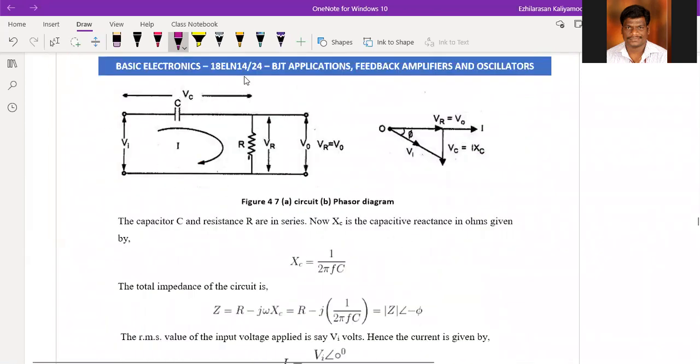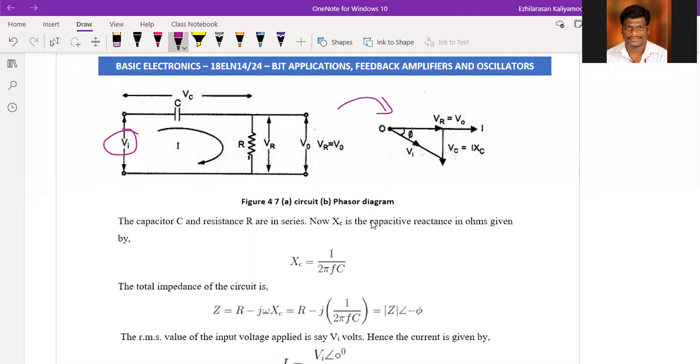It's a very simple RC circuit. There is an input V1, then C is connected, then one resistance is connected here. This is the circuit diagram, and this is the corresponding phasor diagram. Here the capacitor C and the resistor R are both connected in series.